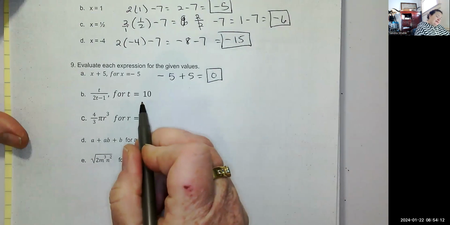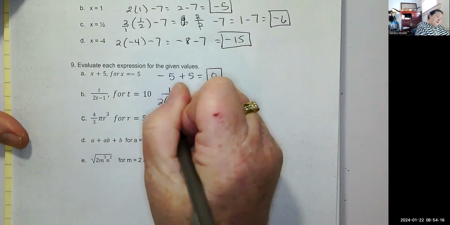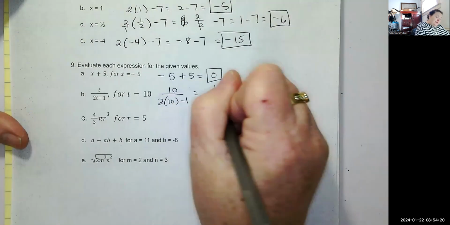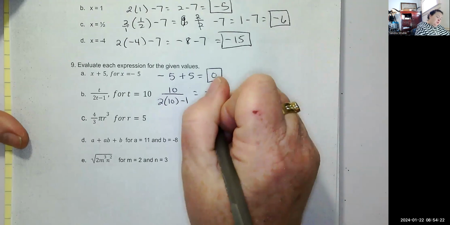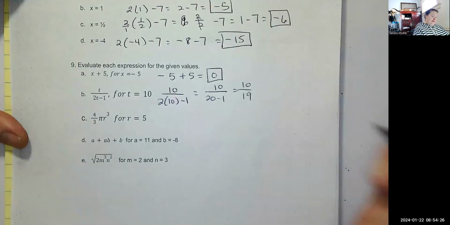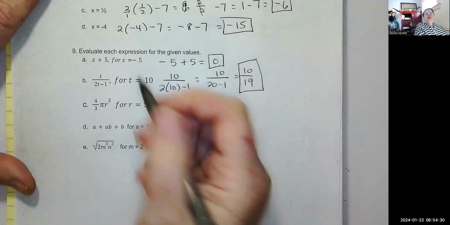The next one, plugging in 10 for t. So 10 divided by 2 times, there's another 10, minus 1. That's 10 over 2 times 10 is 20, minus 1. 10 over 19, and I think I'm done. That's as good as it's going to get.